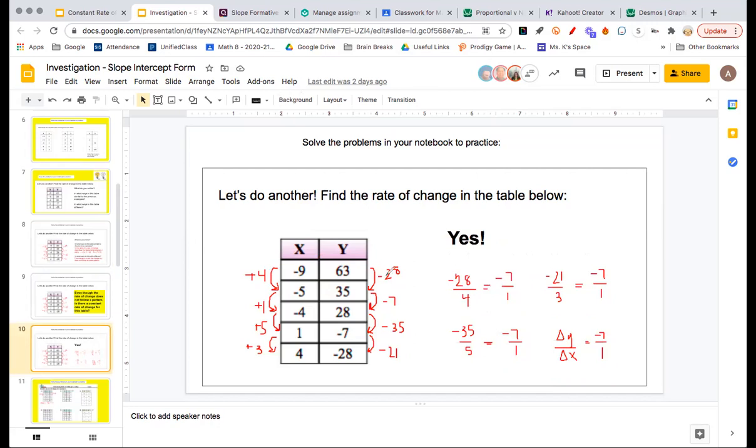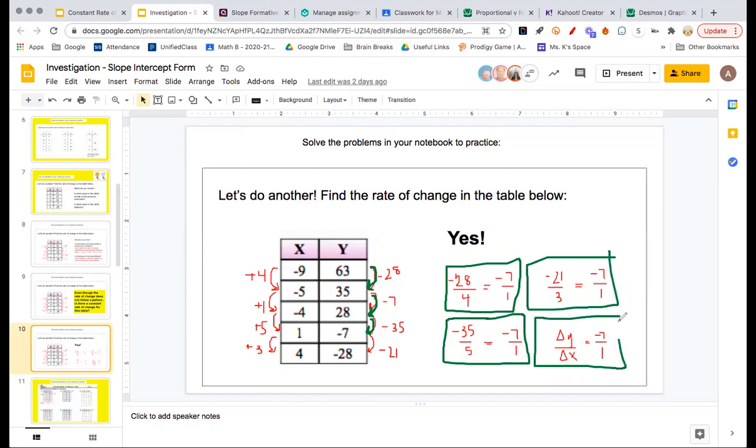So even though those don't follow a pattern, if I compare them all to each other, so if I compare this change compared to this change compared to this change, it still is 7 to 1. So the rate of change in this table is negative 7 to 1, even though it's not following a perfect pattern. And the reason why is because all of the patterns it does have are equivalent to negative 7 over 1.